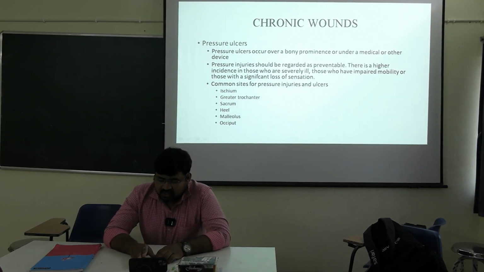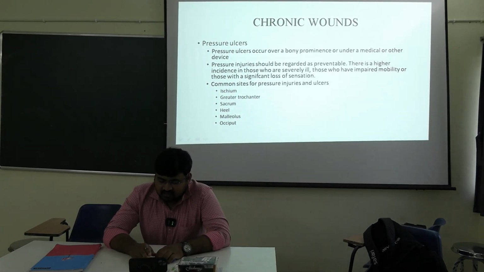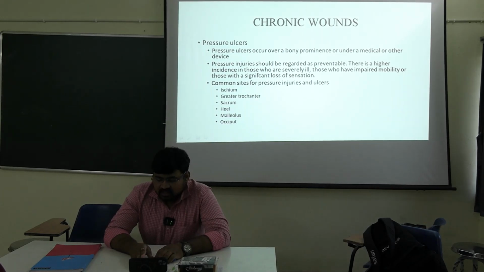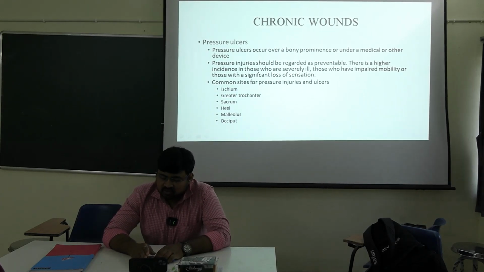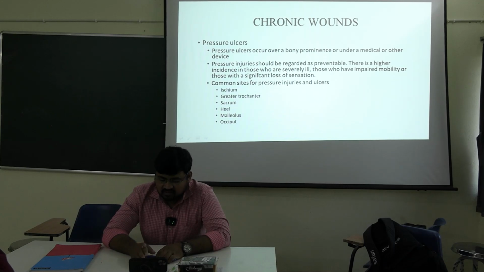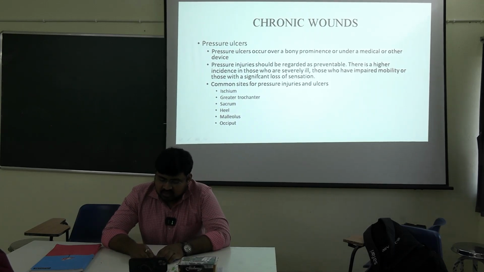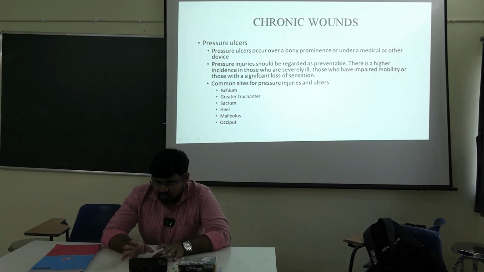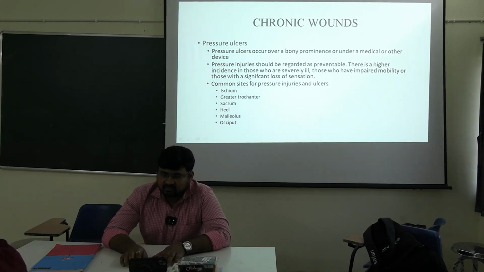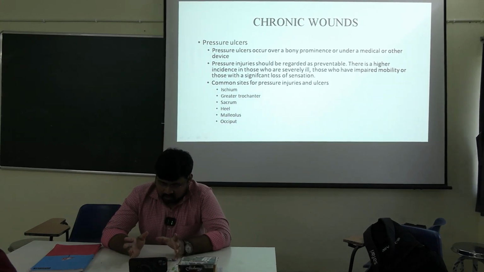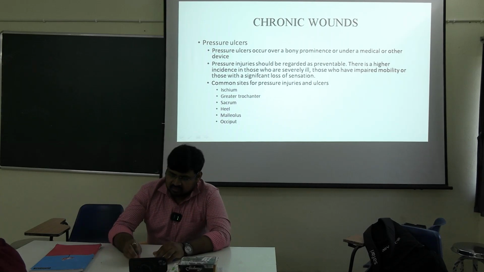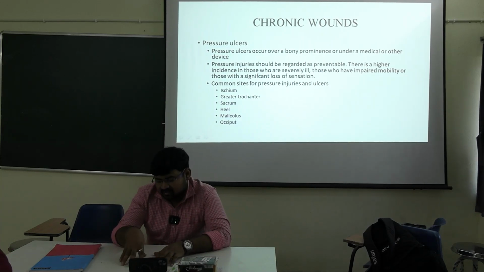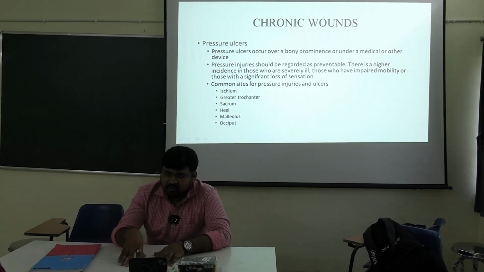Pressure injuries should be regarded as preventable. There is a higher incidence in those who are severely ill and those who have impaired mobility or a significant loss of sensation. Common sites for pressure injuries and ulcers are ischium, greater trochanter, sacrum, heel, malleolus, occiput. These are the areas more prone to bed sores, where there is maximum pressure of the body.